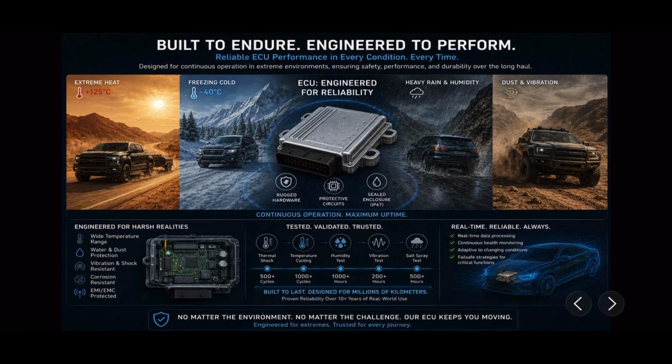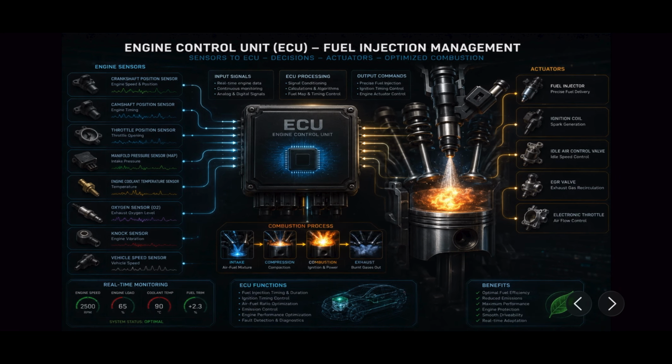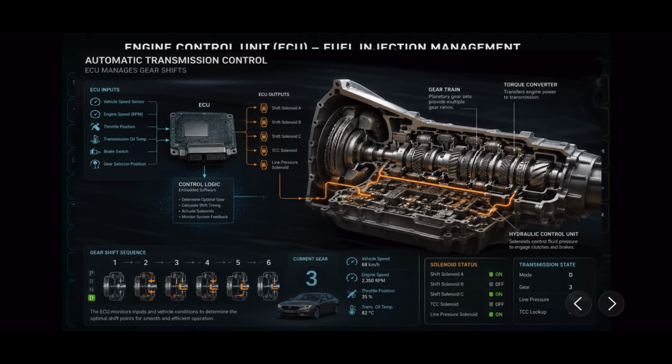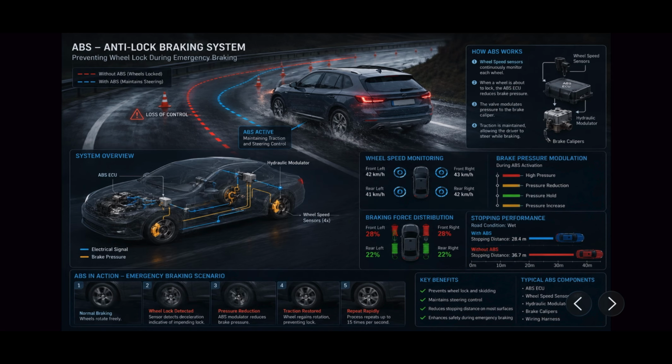Now let's see where embedded C is actually used in vehicles. Modern vehicles can contain hundreds of electronic control units. Each ECU performs a dedicated function. So let's see some of the ECUs in your car. The engine control module controls fuel injection and engine performance. The transmission control module controls gear shifting. The ABS controller prevents wheel lock during braking.